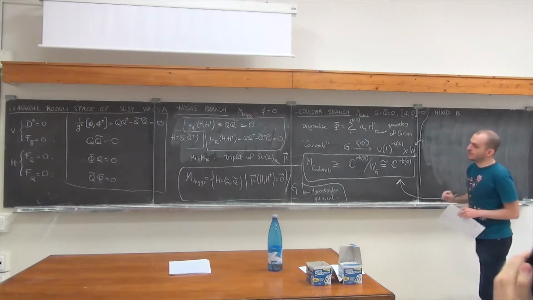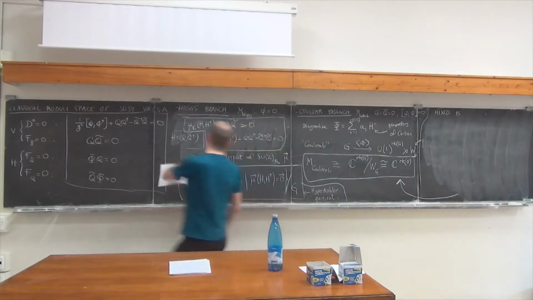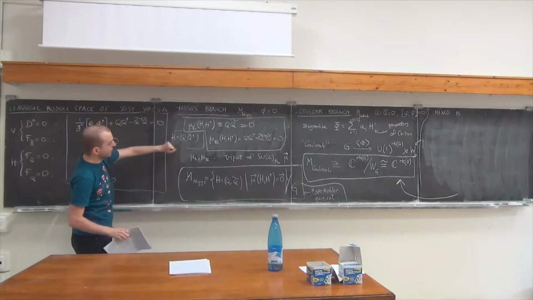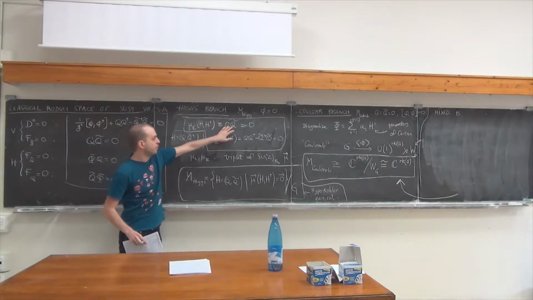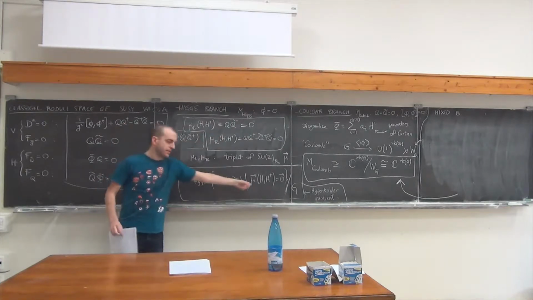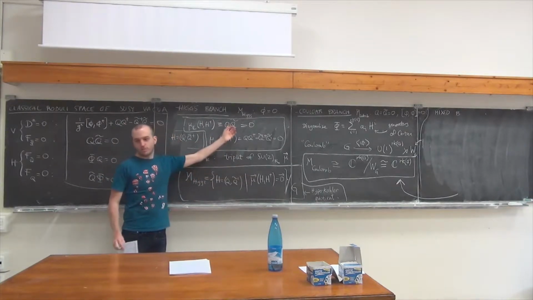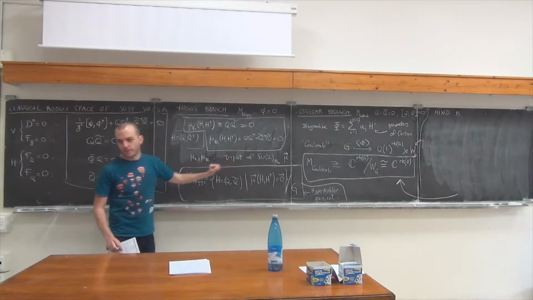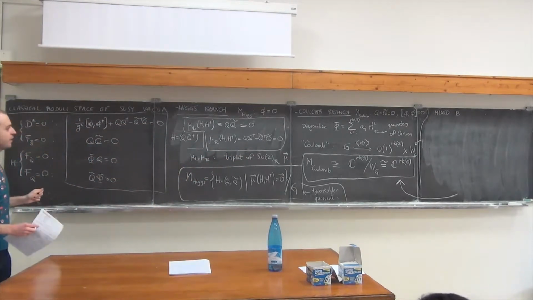Oh, maybe I did not say why this is called a Higgs branch. The reason is that for a generic choice of Q and Q tilde, which satisfy the F and D term equations, so this triplet of equations, the gauge group G is completely Higgsed. So there is no residual gauge group, and this is the reason for the name Higgs branch.